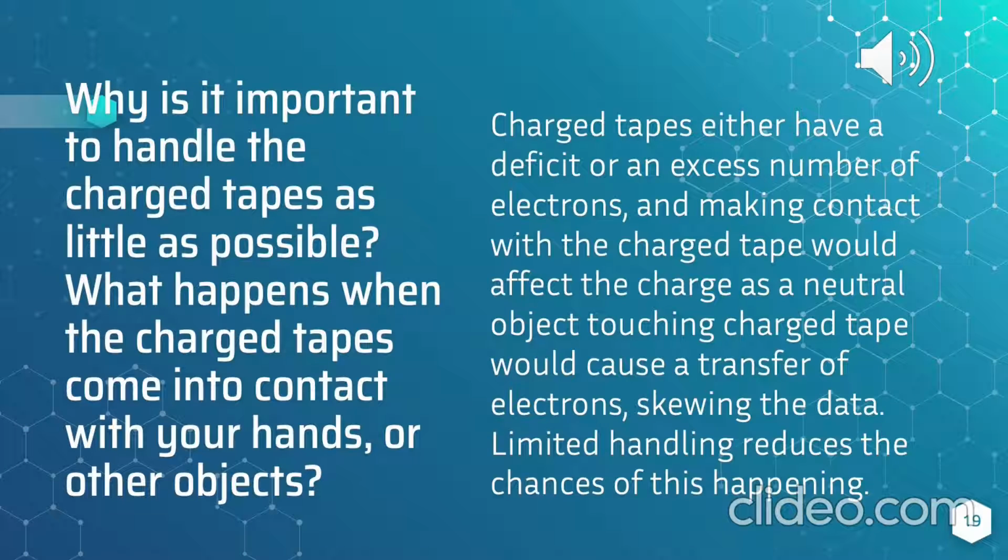The second question is, why is it important to handle the charged tapes as little as possible, and what happens when the charged tapes come into contact with neutral objects? This goes back to what I was saying with my systematic error. Charged tapes either have a deficit or an excess number of electrons, and making contact with a neutral surface would affect the charge, as a neutral object touching charged tape would cause a transfer of electrons, which would skew the data. Limited handling reduces the chances of this happening.